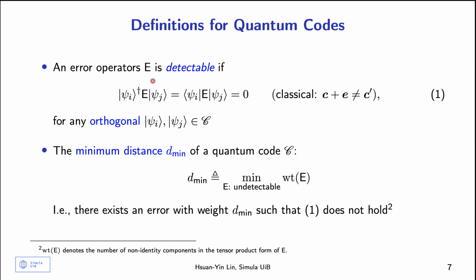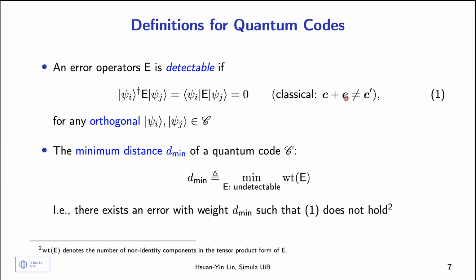And is a code detectable? Because in classical we also have this property. So it's code detectable if we pick two orthogonal bases and satisfy this. And again, maybe it's very hard for you to think about why we have this, but we can think about it classically. What do we mean in classical?